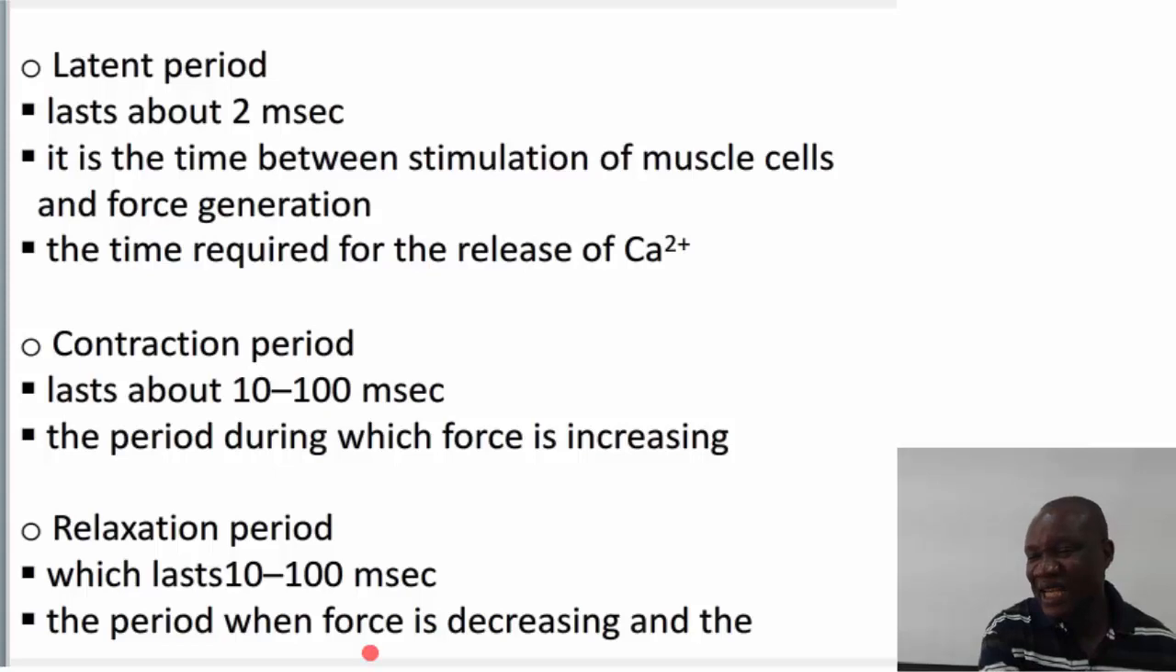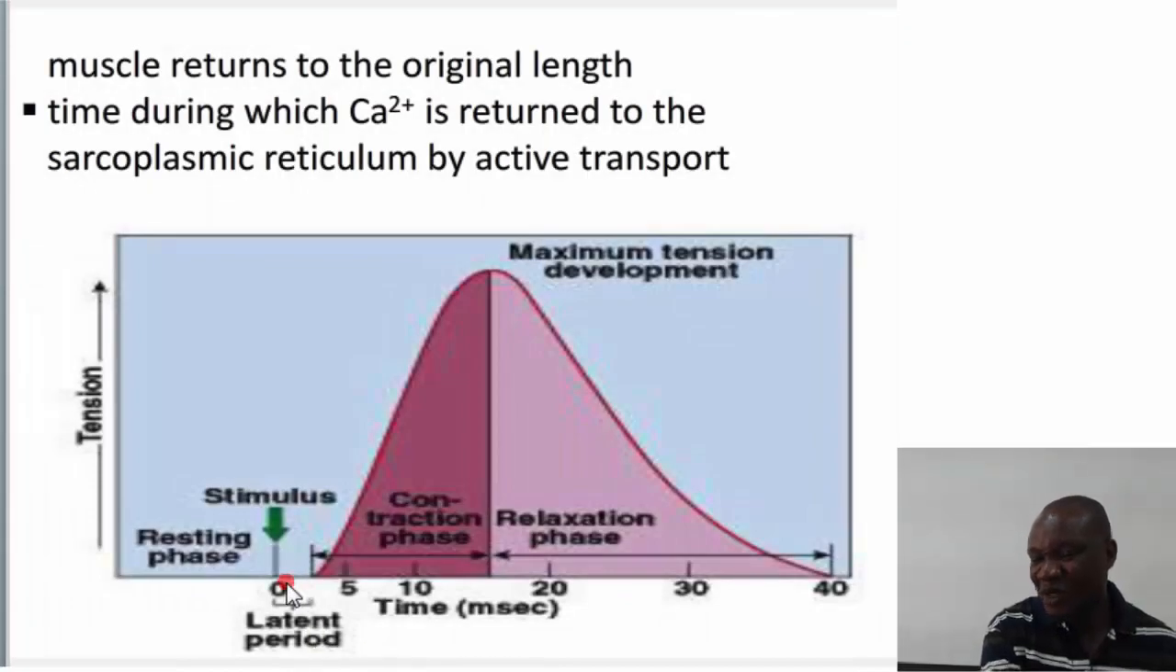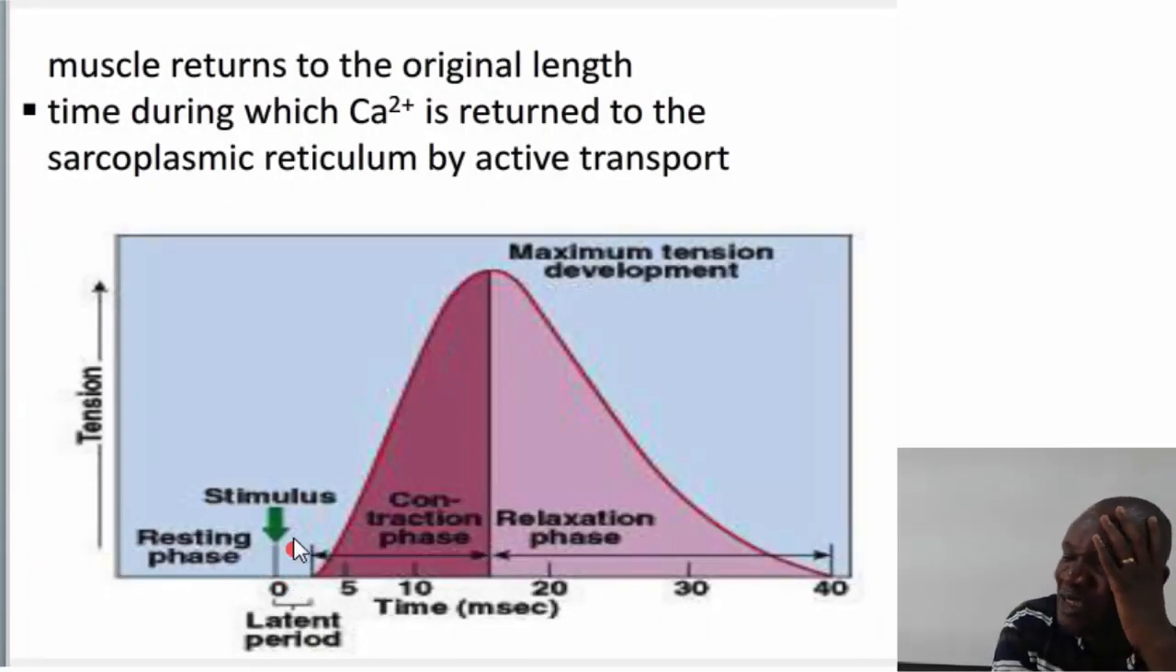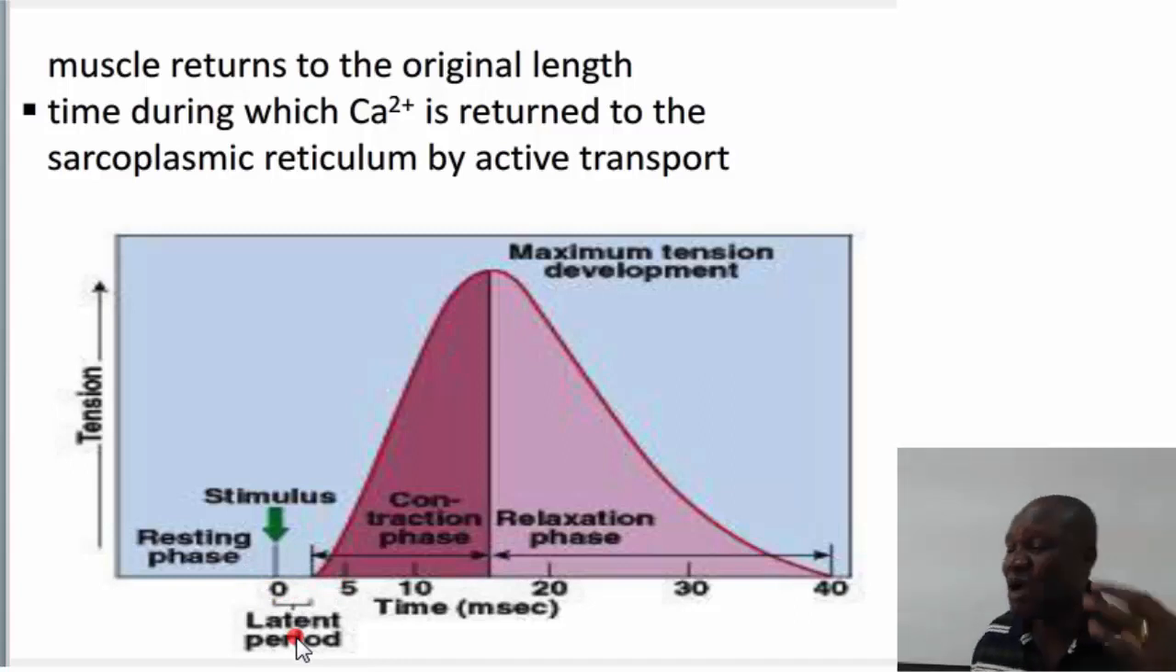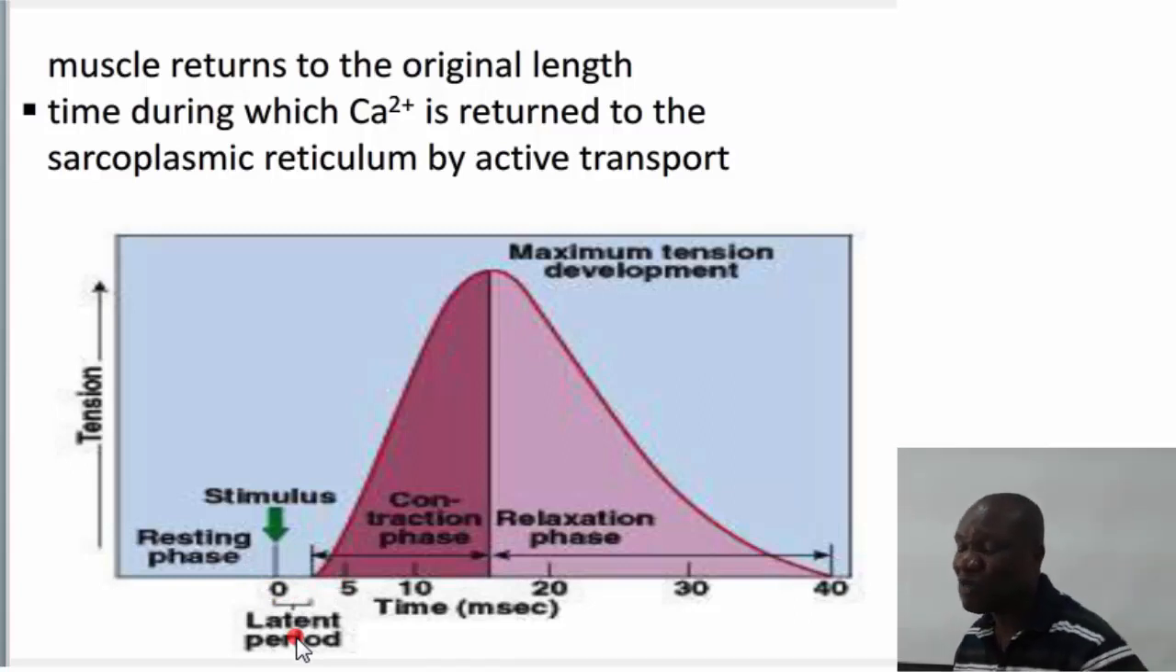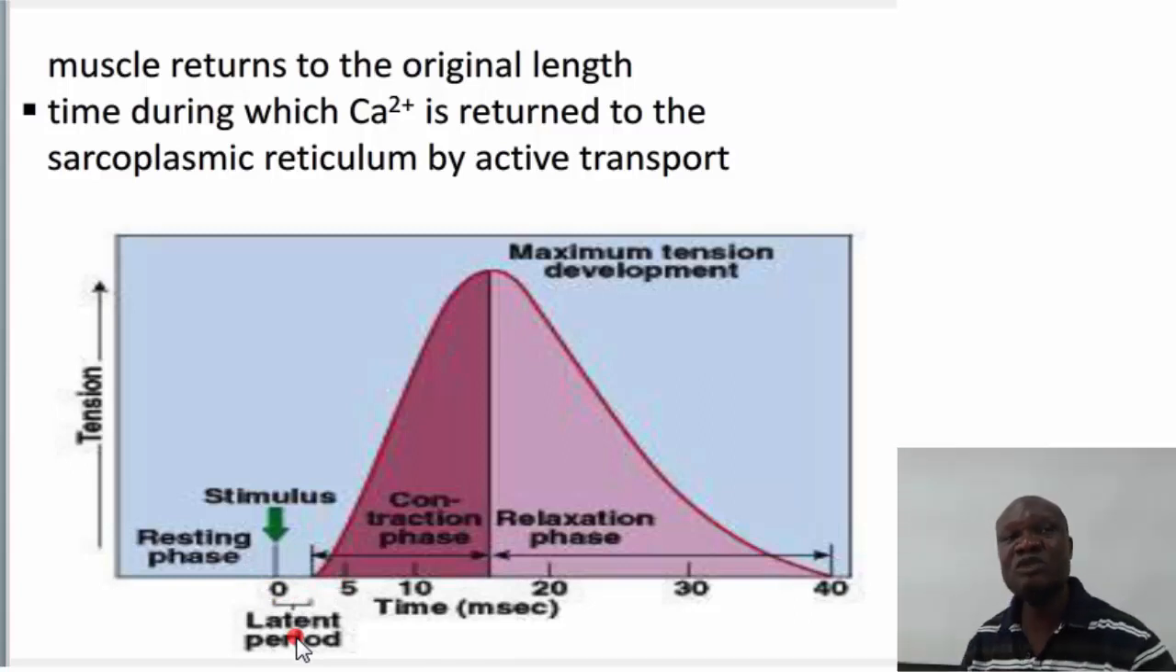The twitch has three phases. It has a latent phase, which is the period between stimulation of the muscle and the initiation of contraction. It's believed that during the latent phase, calcium ions are mobilized from the sarcoplasmic reticulum into the sarcoplasm. Then we have the contraction phase. This is where force is generated, where the muscle becomes short.